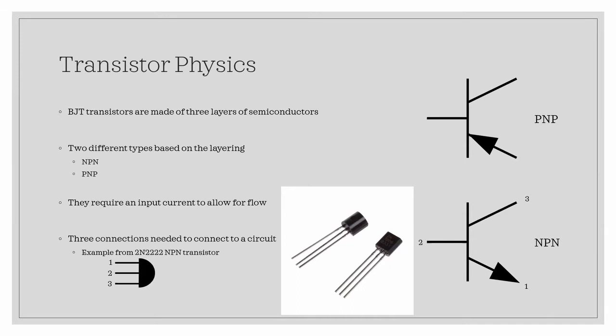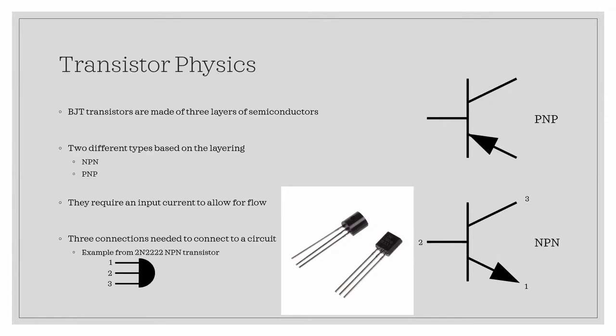We're going to cover BJTs, or bipolar junction transistors, pretty exclusively in this course. The FET, or field effect transistor, is important too, but we're not going to cover it in a lot of detail. Just know that the field effect transistor uses applied voltage rather than applied current like BJTs do, as a rule.